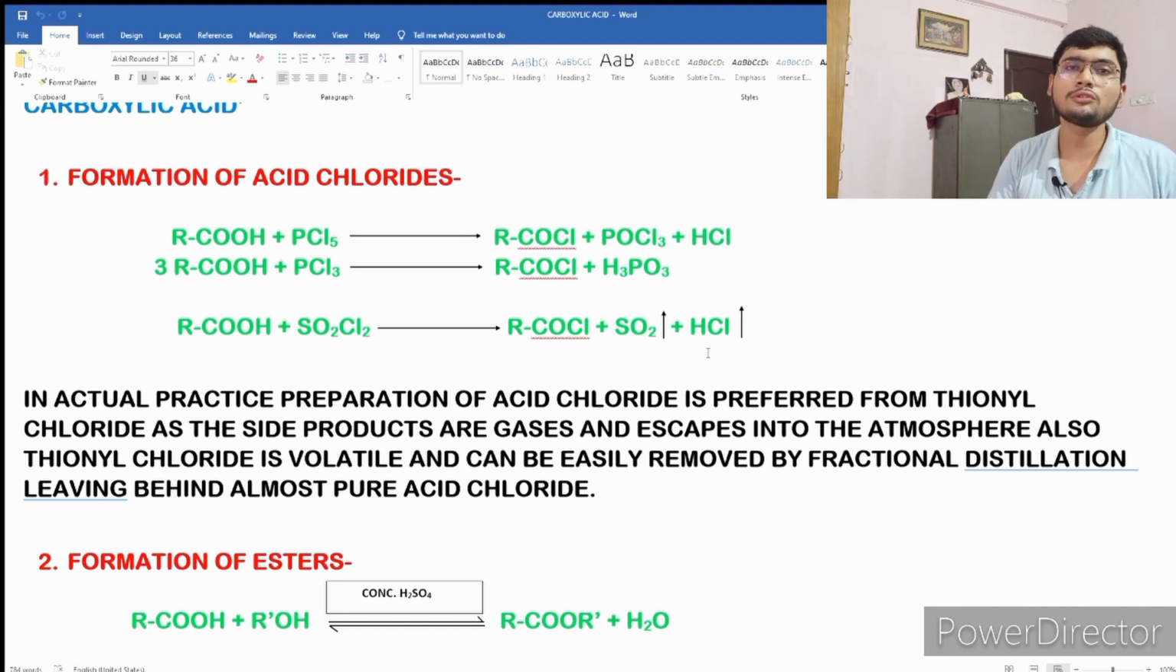So we don't have to do much to separate out the acid chloride in a pure form. By performing this reaction, we get a very pure acid chloride. So that's why this method is preferred.